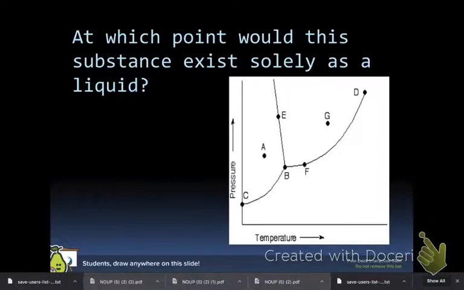So take a quick guess here. At which point on this phase diagram would this substance exist solely as a liquid? So you have to remember which area represented which phase of matter. Generally, they're in order. We always start here: solid, liquid, gas. So left to right, solid, liquid, gas. So which point would it exist solely as a liquid? Right here, point G.